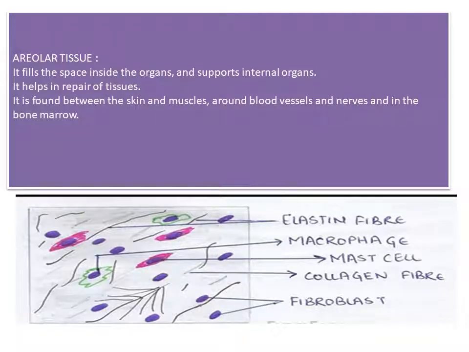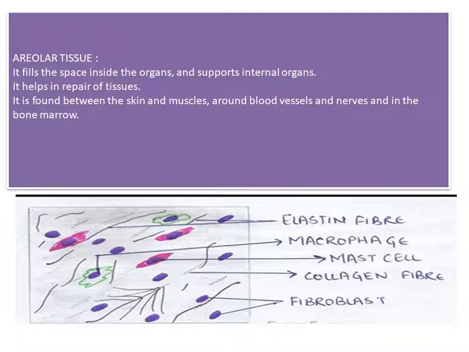Areolar tissue is a loose connective tissue, children. Wherever no other tissue is present, that empty space will be filled by the areolar tissue. So you can say that it is a packaging tissue. It fills the spaces inside the organ. It supports internal organs. It helps in the repair of tissue.